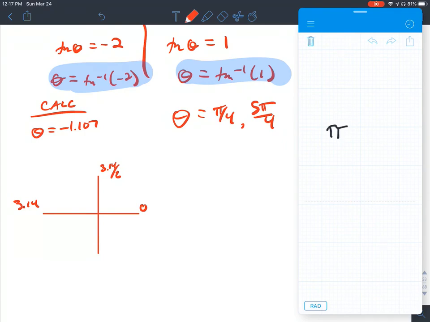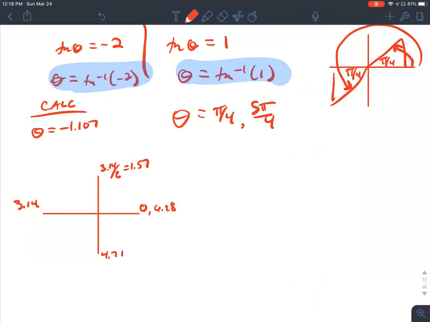So we got pi, which we know is 3.14. If we divide that by 2, that makes this about 1.57. 3 pi over 2 would make this 4.71. And then 2 pi, we know, is 6.28.